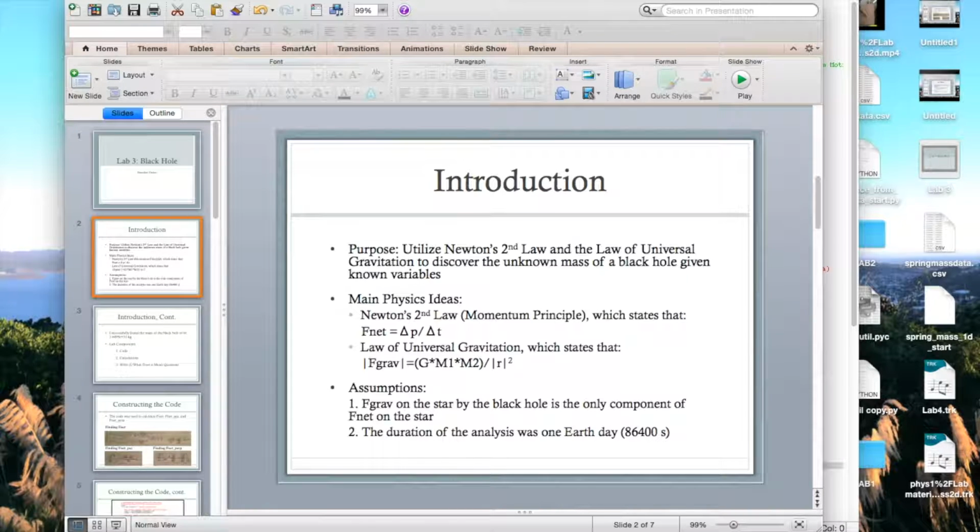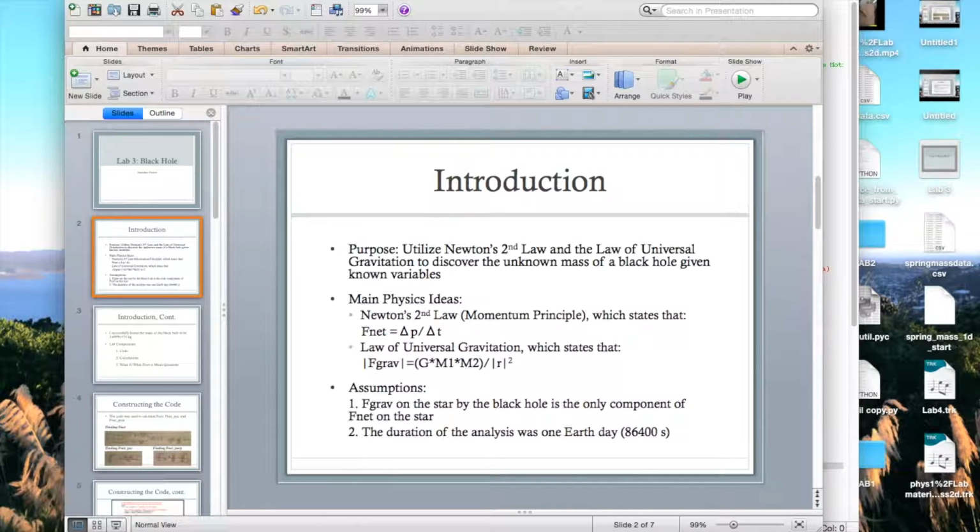The main physics ideas in this lab were Newton's second law, or the momentum principle, which states that the net force is equal to the change in momentum over the change in time, as well as the law of universal gravitation, which states that the force of gravity is equal to G, a gravitational constant, times the two masses of the objects divided by the distance between the objects squared.